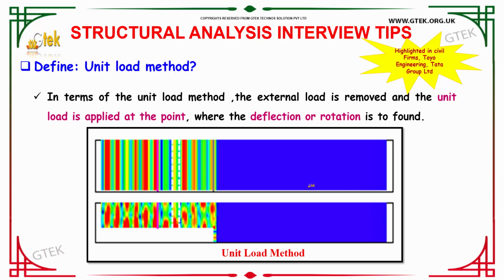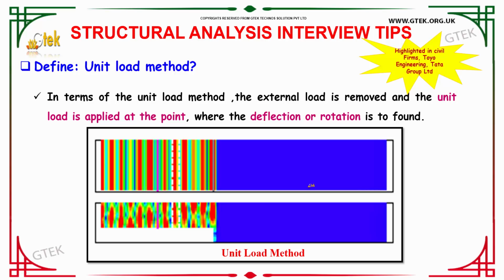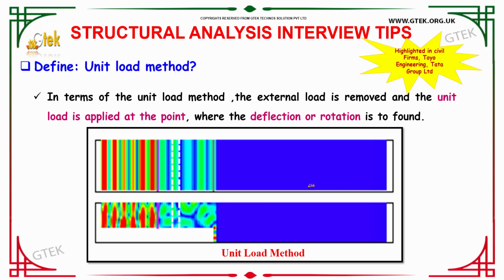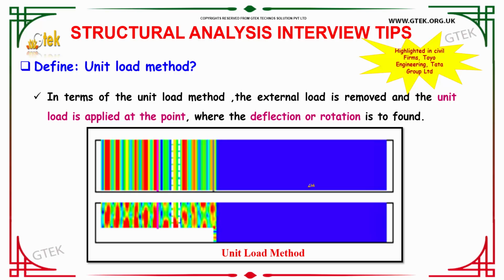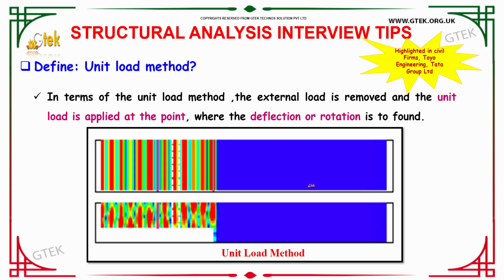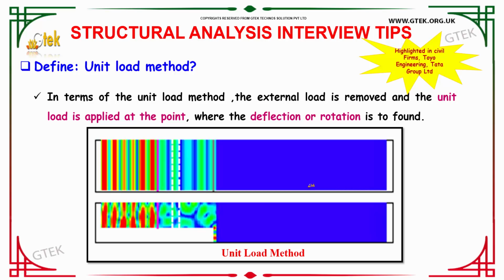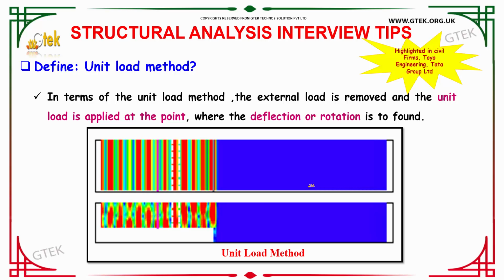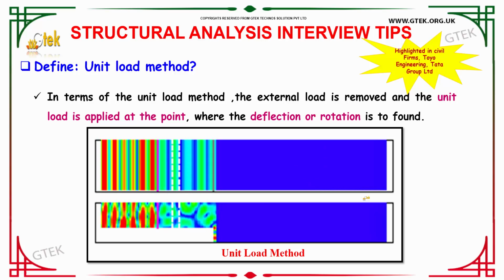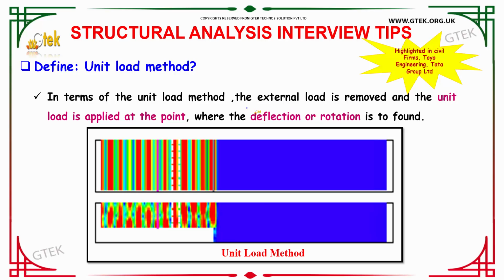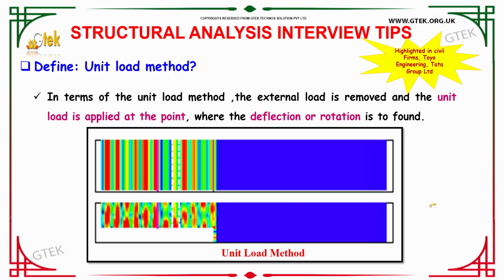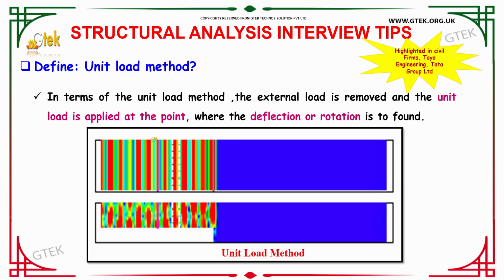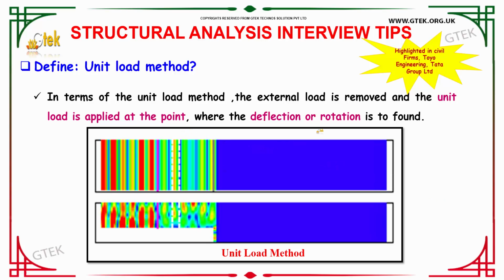Our next question is, define unit load method. Unit load method is nothing but the external load is removed and the unit load is applied at a point where the deflection or the rotation is to be found. So by doing this, you can determine the flexibility of the structure. So that is meant by unit load method.